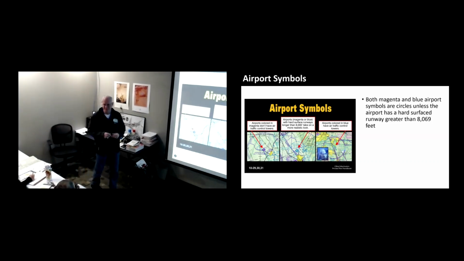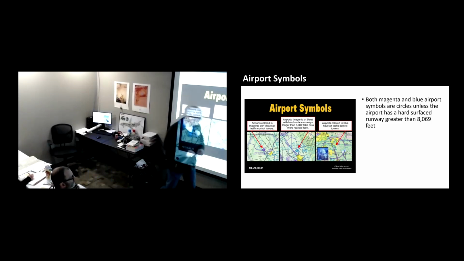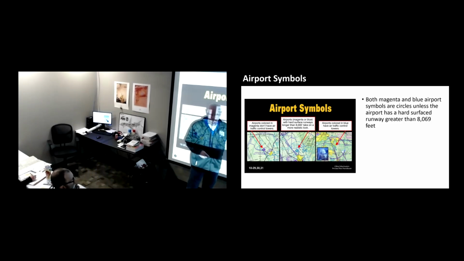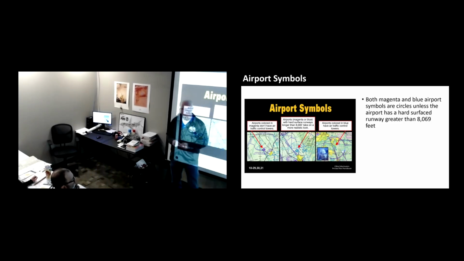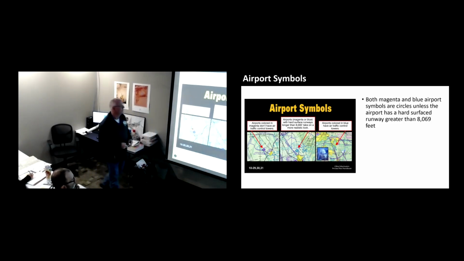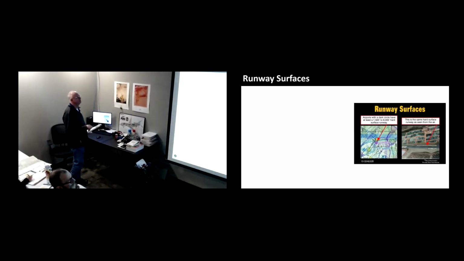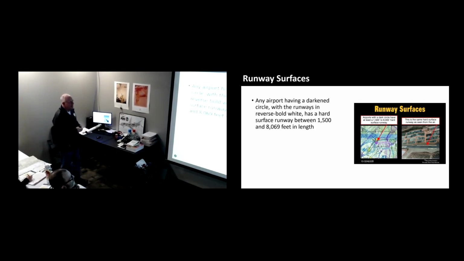All good? Okay, and you are gonna see, I don't think you're gonna see this in purple, but notice the color. They're blue because they have a control tower. Okay. All right. Okay. An airport has a dark circle within the runways.